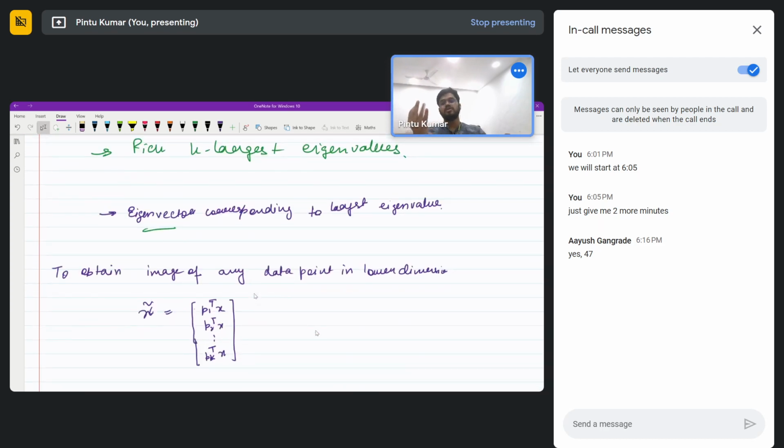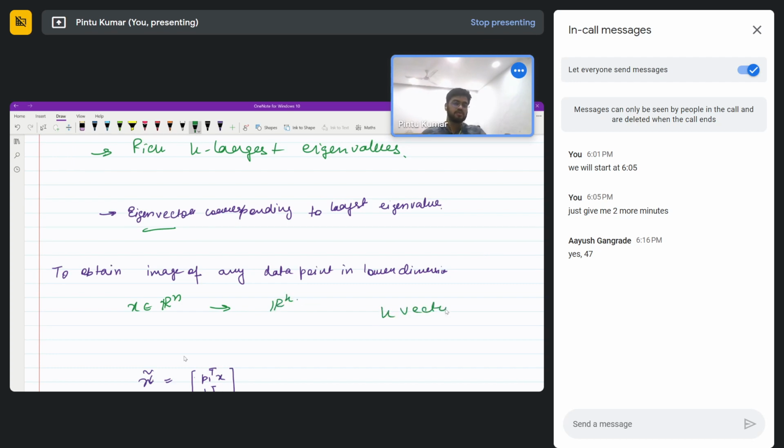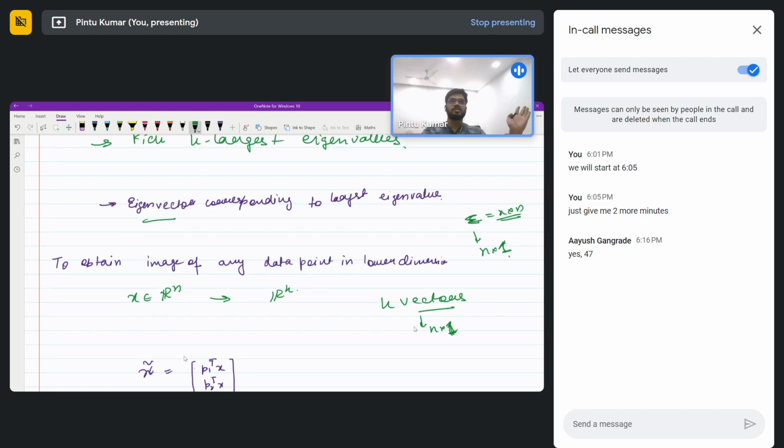Now, how we started all this was that we had some data points in Rn, and we wanted to project them into some Rk data set. Now we have k vectors, but what is the length of these vectors? The size of these vectors will be n cross 1. Your sigma is an n cross n matrix, so if you look at its eigenvectors, they will be n cross 1. So now you have k vectors of size n cross 1.